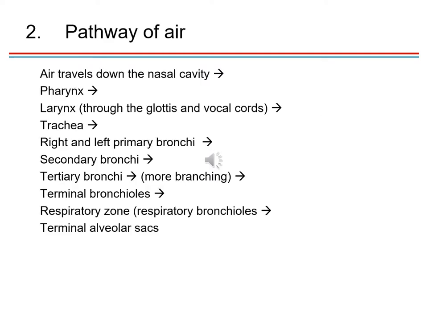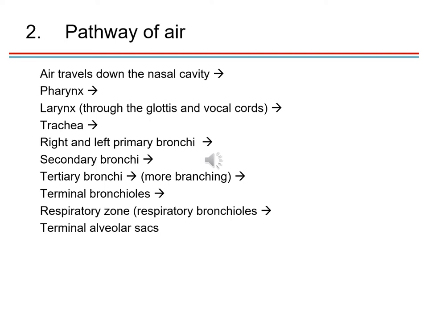Anatomy is important to identify the pathway of air that, as I mentioned before, starts in the nostrils using the nasal cavity, followed by the pharynx. The pharynx gets into the larynx, where we also have the vocal cords. Passing the vocal cords, air reaches the trachea, and the trachea is bifurcated in the primary bronchi.